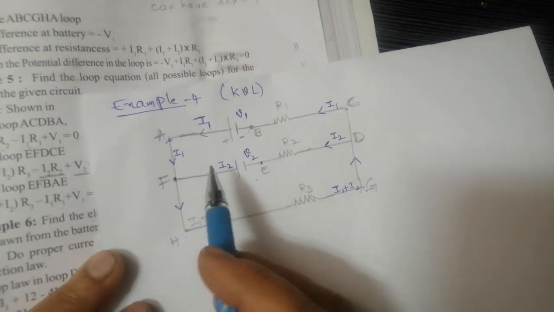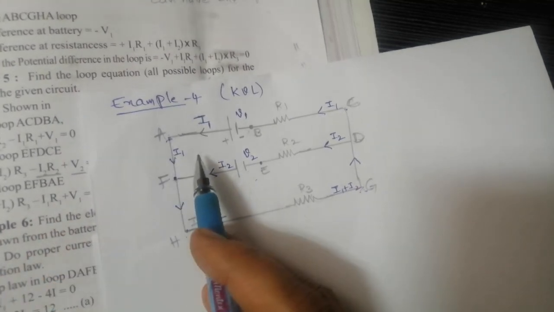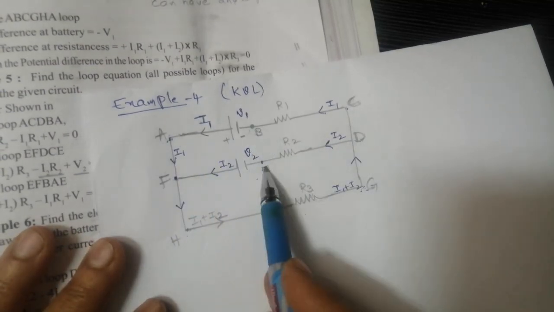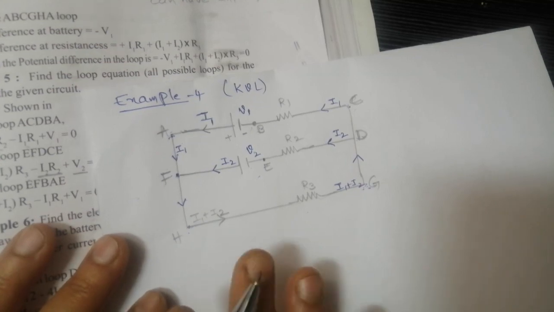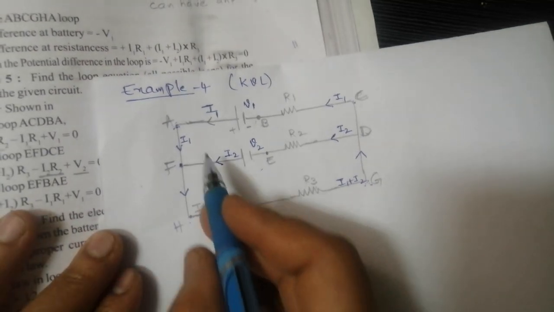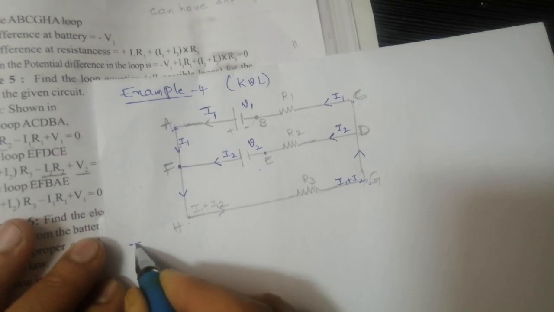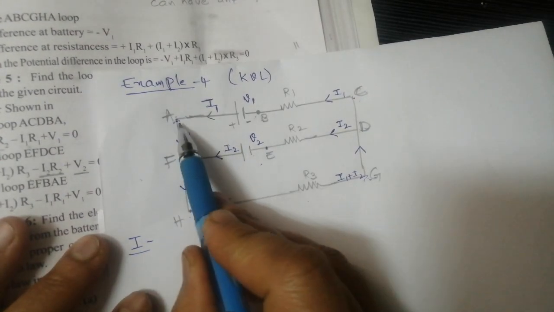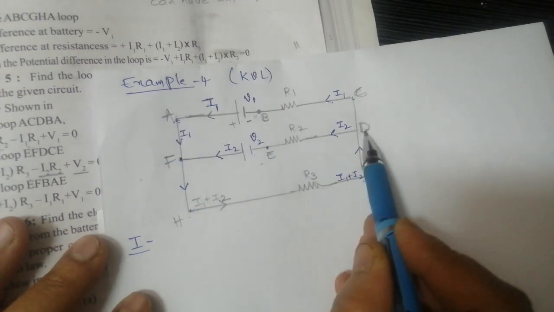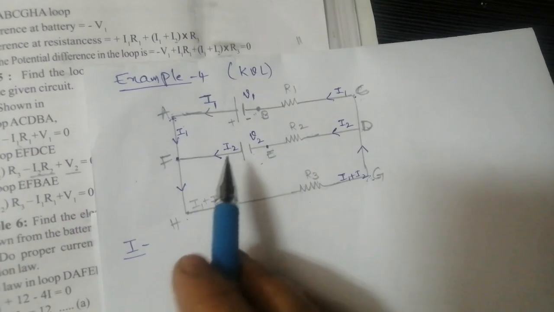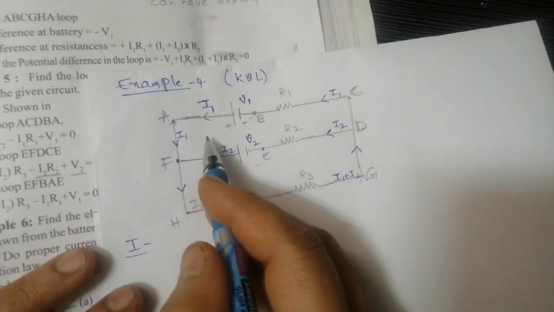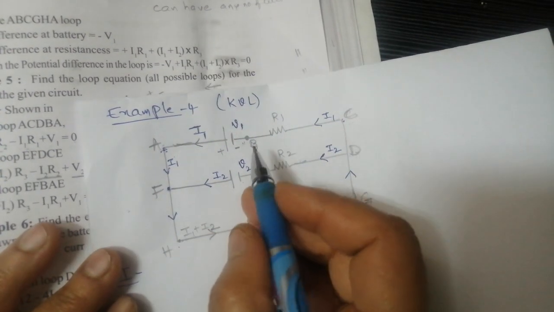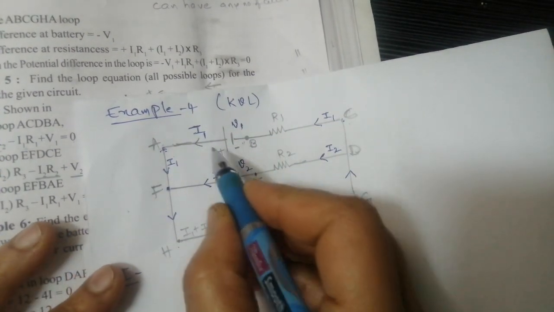In your textbook it is taken as A, B, C, D, E, F. We will consider this as the first loop, A, B, C, D, E, F, in the clockwise direction. Now draw the clockwise circular loop path.